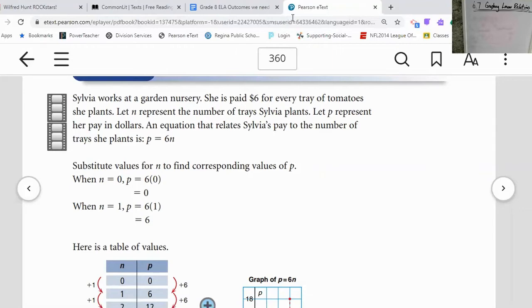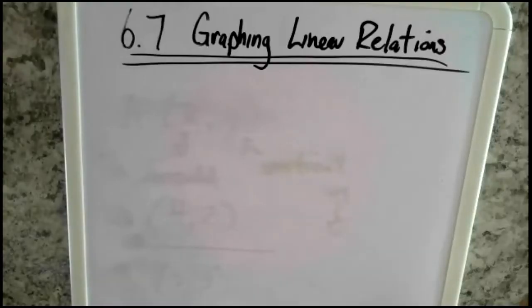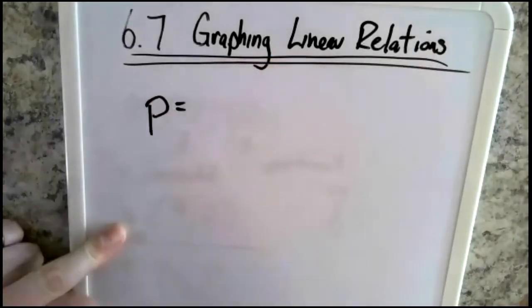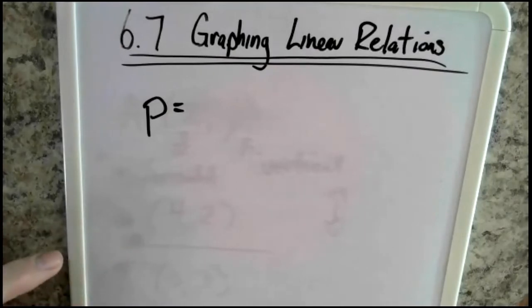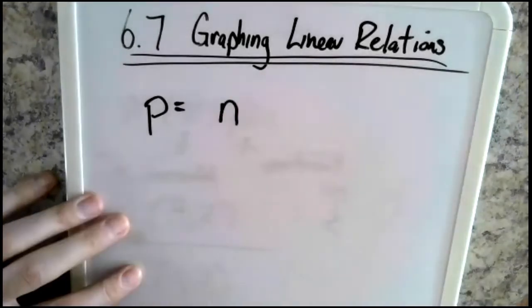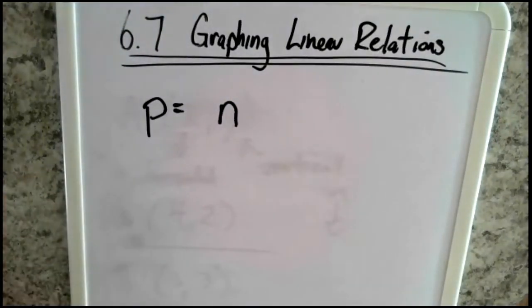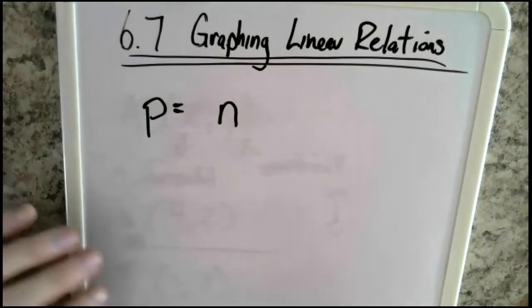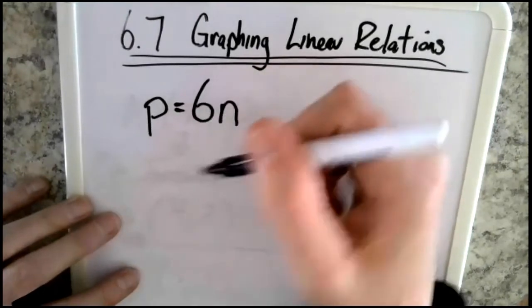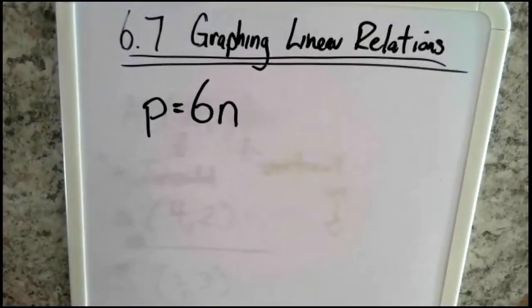Okay, well, let's go back to our whiteboard. So we want to know what our pay is. Any job you get, you want to know what your pay is. So we're going to let that be represented with p. So our pay is equal to, well, it's quite simple, the number of trays that we plant. So there is an unknown. If you have a slow day and you only plant 1 tray, well, you're not going to get paid as much as if you planted 5 trays, right? So we know that she gets paid $6 for every tray of tomatoes she plants. Okay. So now we're going to put this into a table of values.